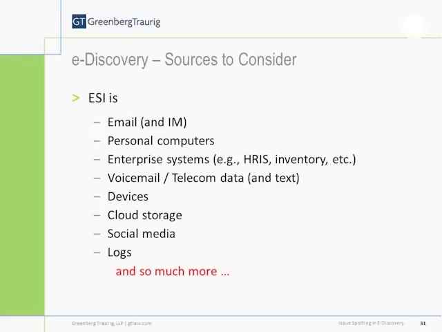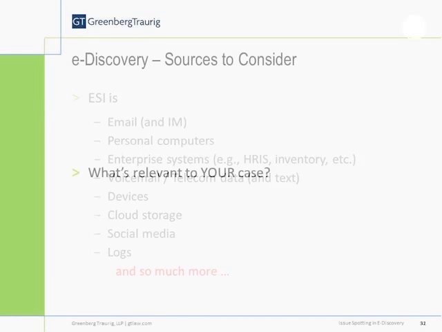So what are the sources of ESI, right? There's email, instant messaging. People collect personal computers sometimes to do forensic images of them, see what was deleted. There's enterprise systems, human resources, inventory systems, accounting systems, telecom data, devices, right? Bring your own device now. We have smartphones and all manner of devices, soon to be smartwatches and smart glasses, right? Are all coming in. Cloud storage, social media, logs, and so much more.